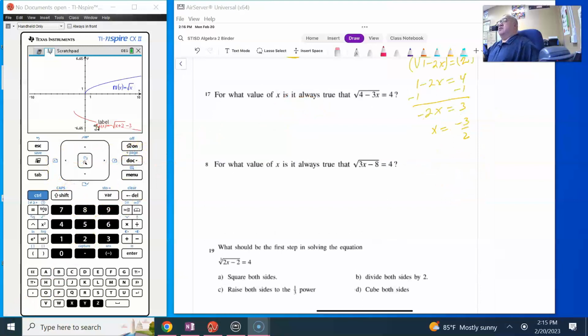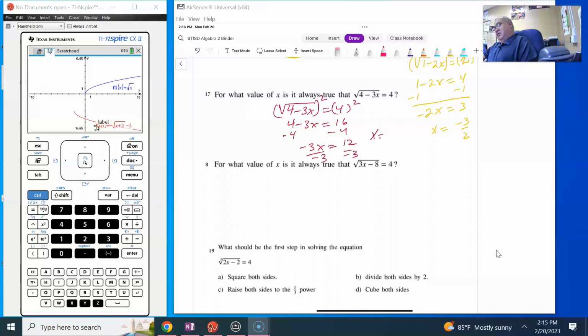For what value of x is this always true? So we have square root of 4 minus 3x equals 4. So we have to square both sides. So you have 4 minus 3x equals 16. Subtract 4 from both sides. So you have -3x equals 12. Divide by -3, so x equals -4. So what would you do again? You would go ahead and substitute and then see if it comes out to 4, and it does.